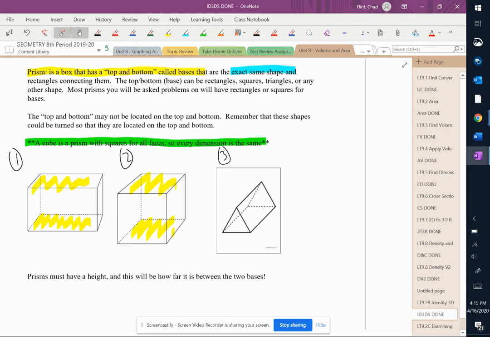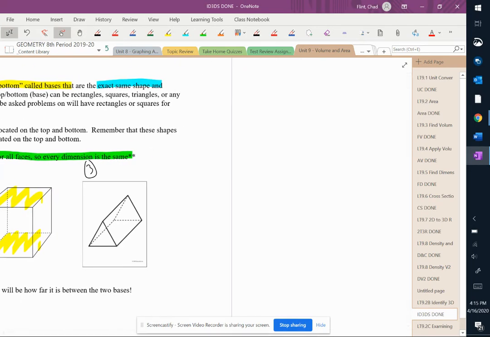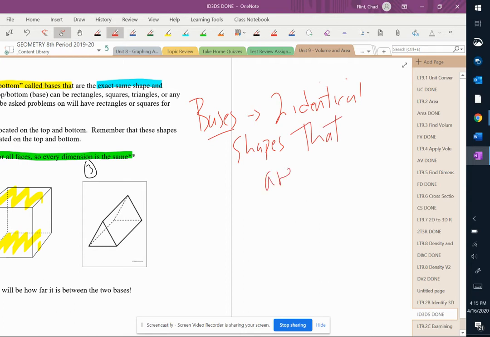Because I thought this was written in here, but I don't see it. So I'm going to write it over on the side. The bases have to be two identical shapes that are parallel. Okay, like a literal top and bottom. So if you set that box there, and if you flipped it over the other way, it would look exactly the same. There's lots of ways to look at it.